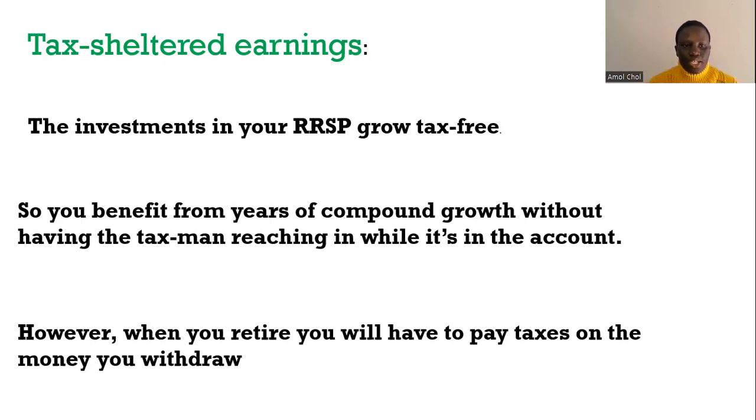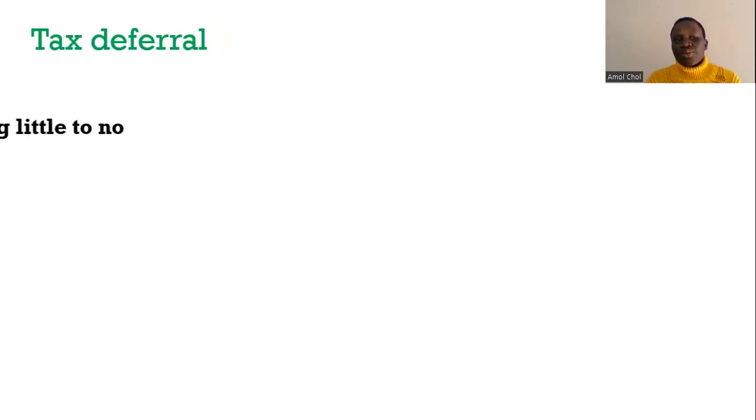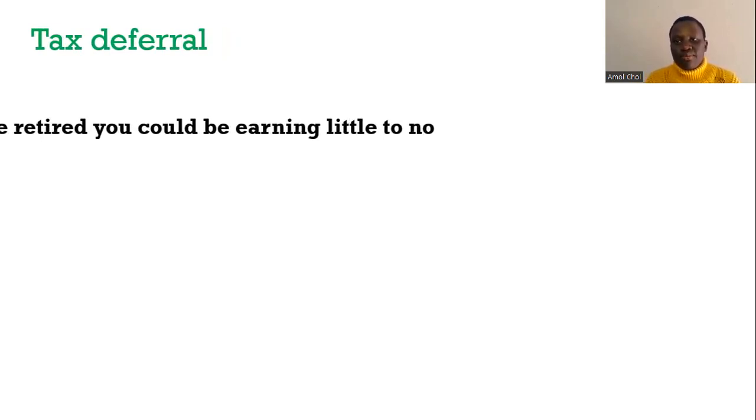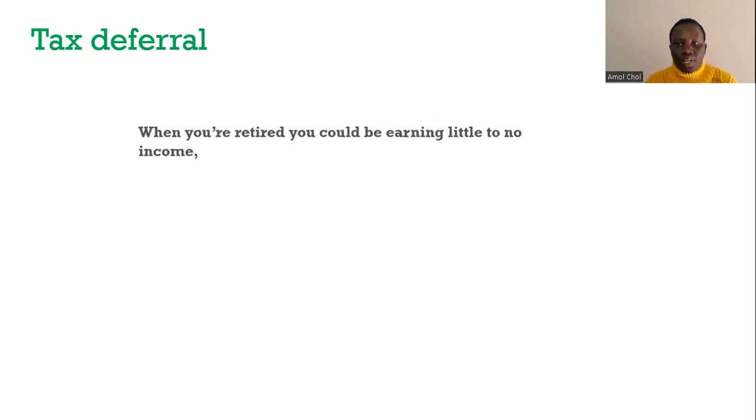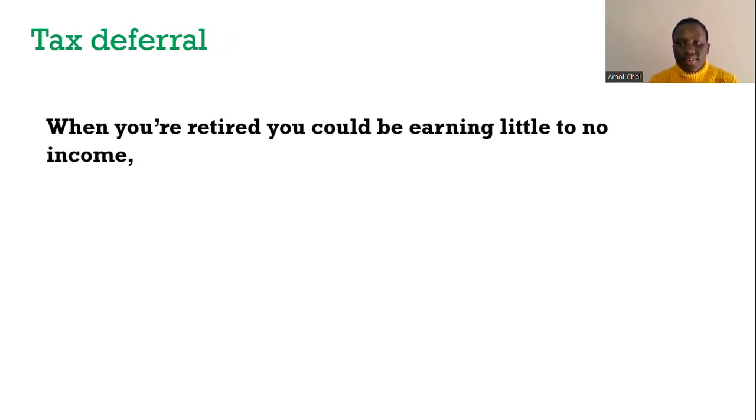So I've already explained this slide. So you get tax sheltered earnings on your RRSP. That's the benefit of that. The next thing is about tax deferred, right? It's tax deferred, especially when you're having your RRSP mainly for retirement. So you have to be contributing to your account so you can do the tax deferred.